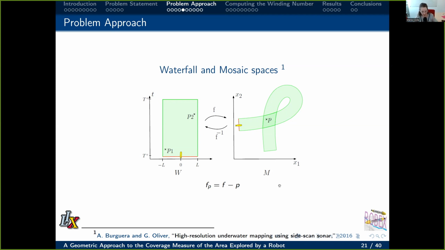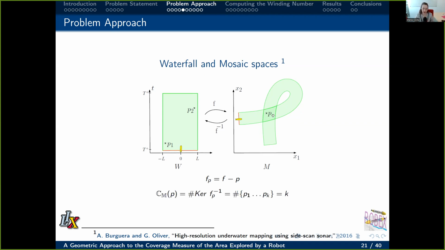So first I'm going to define a new function, that's the function FP. That is basically the mapping function F shifted by a point P in the mosaic space. And I'm doing this because I want P to become 0 in this new function. So like I mentioned, the number of times that P was explored is equal to the number of times that P appears in the waterfall space. So the coverage measure of P is equal to the cardinality of the kernel of the inverse of FP. So the kernel of the inverse of FP is a set of points in the waterfall space that are mapped into P by F, and they are mapped into 0 by FP.